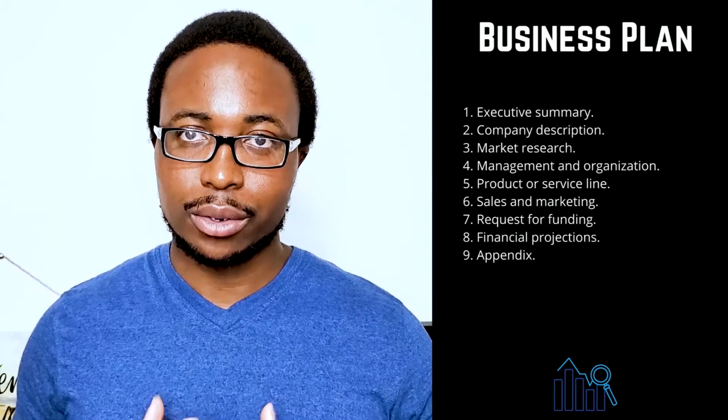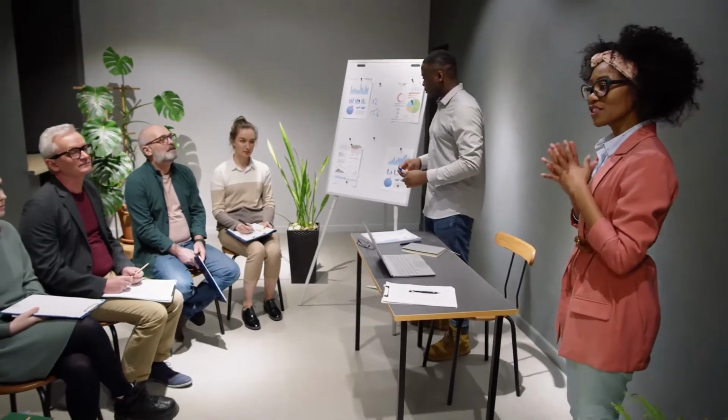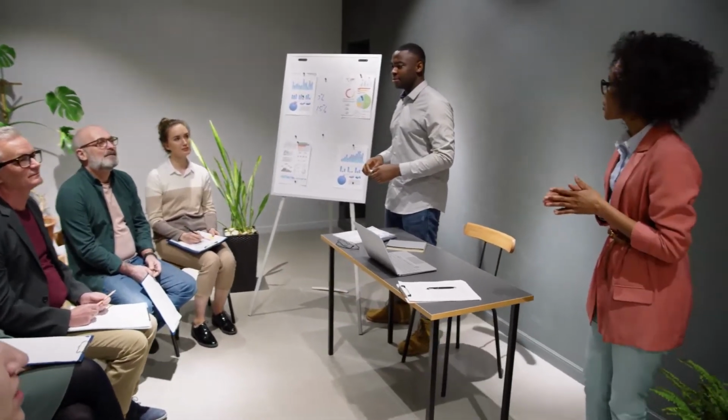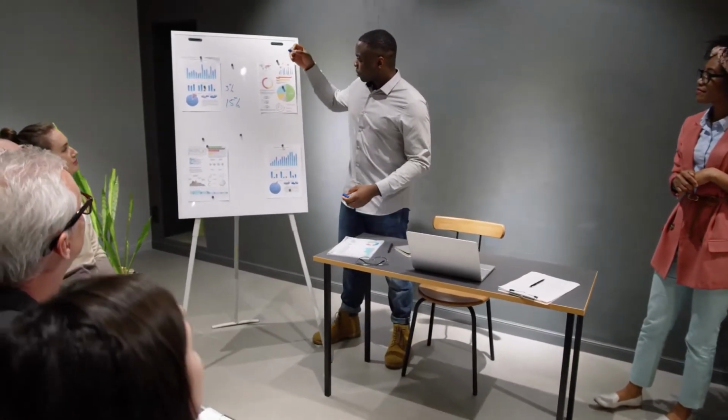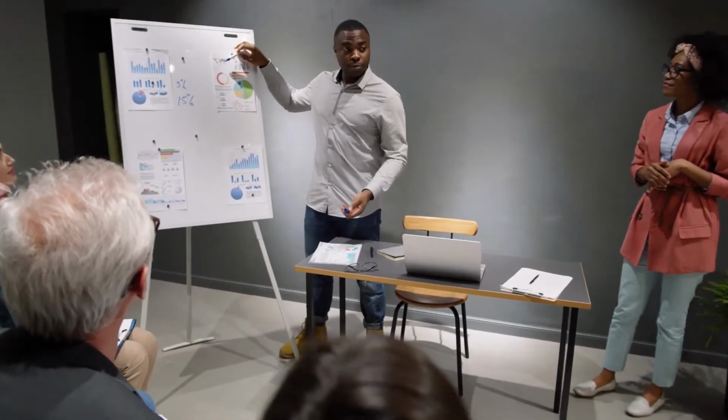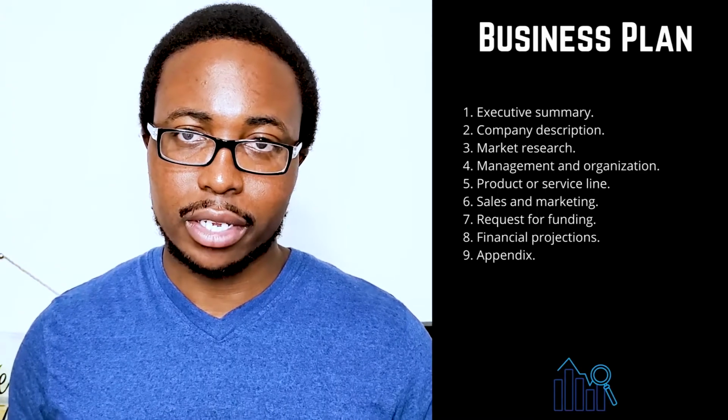4. Management and organization. Tell your reader how your company will be organized and who will be in charge. Describe your company's legal structure. Indicate whether you plan to incorporate your business as a C or S corporation, a general or limited partnership, or as a sole proprietorship or limited liability company, LLC.